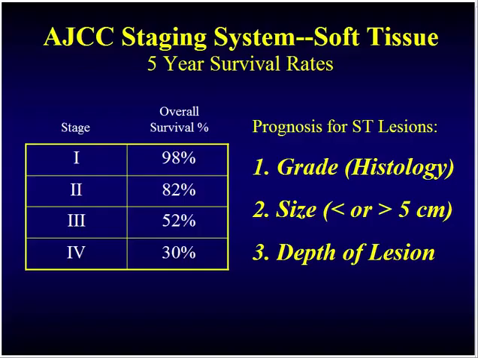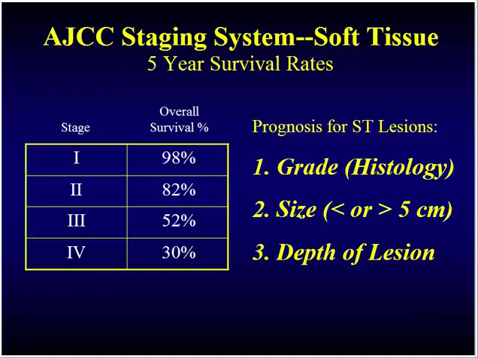But here's what you need to know, because this is the kind of thing you get asked about in terms of staging. The prognosis for soft tissue lesions is basically dependent upon the grade. Remember, that's the histology. How bad are the cells looking and acting? The size. Is it 5 centimeters and more or smaller than 5 centimeters? And finally, the depth of the lesion. Superficial, of course, being better than deep.